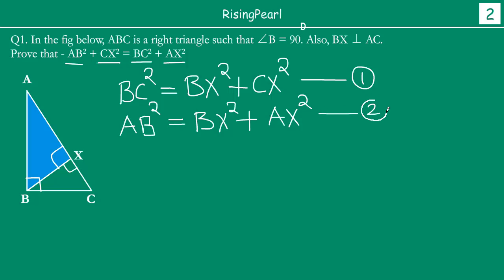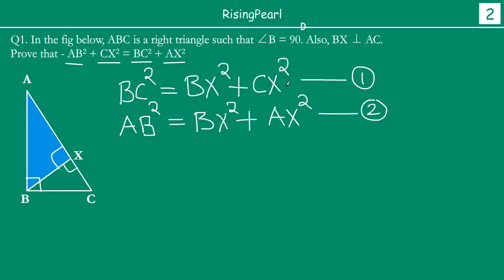So friends, if we call this one as our first equation and we call this one as our second equation, if you notice here, this equation contains the two terms we need, BC square and CX square. BX square we don't need. In the second equation, we have AB square which we need and AX square we need, but BX square we don't need. So what we can do is, from equation 1, we can write BX square in terms of the other two terms, and then we can replace BX square in our equation 2 by what we get from equation 1. So let's write it down.